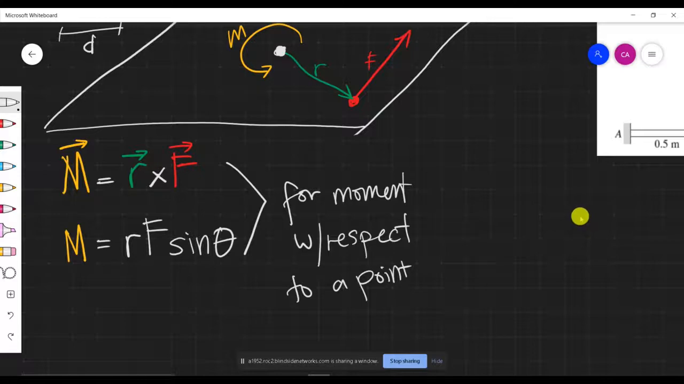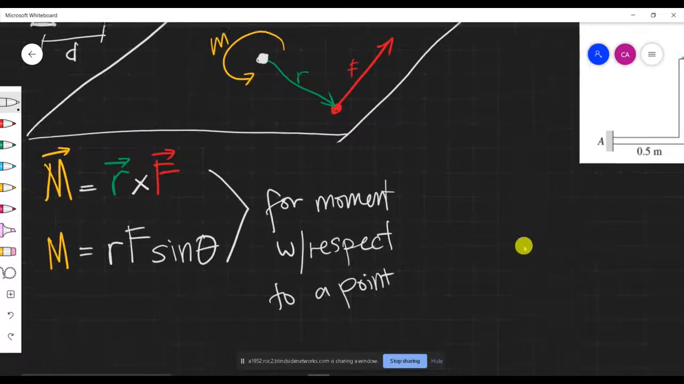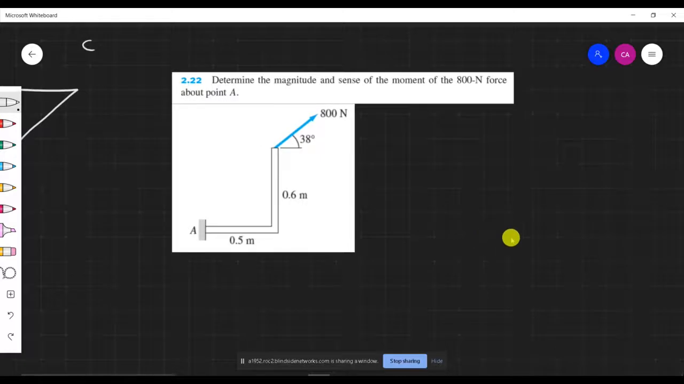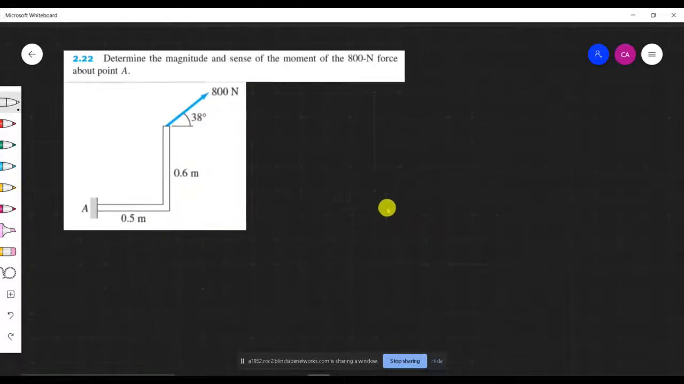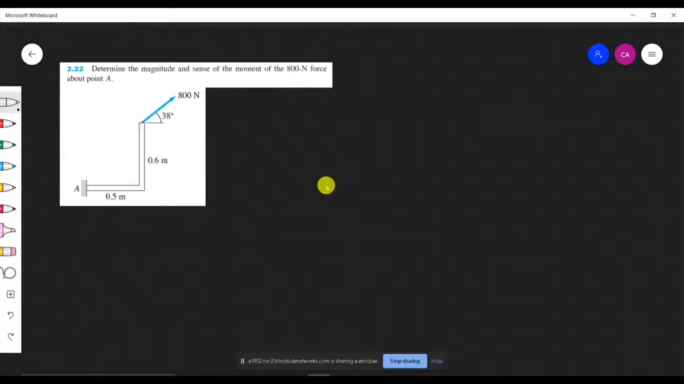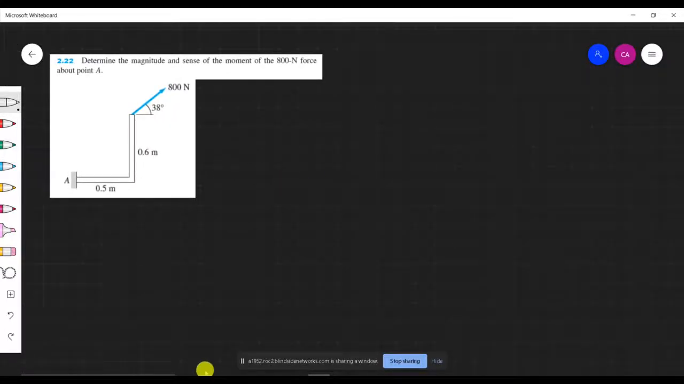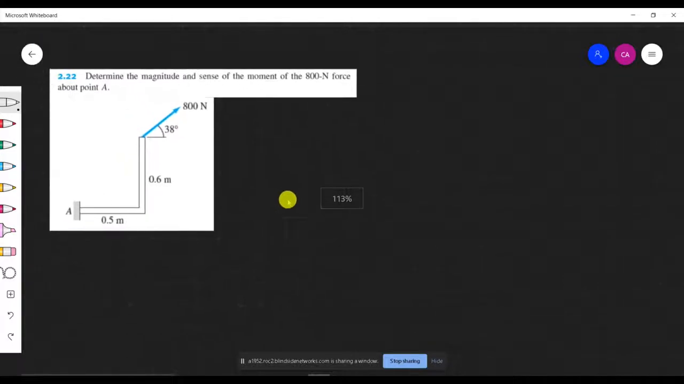Okay, so shift store sa isip or print screen, then move tayo dito sa ating problem. Medyo zoom out ko lang. Nababasa kaya ng ganito? Hindi siguro. Okay na to.